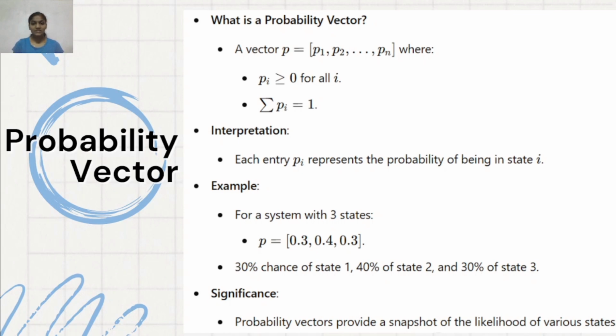Interpretation. Each entry Pi represents the probability of being in state i. Here is a small example. For a system with 3 states, P is equal to 0.3, 0.4, 0.3. Here it shows that there is a 30% chance of state 1, 40% chance of state 2, and 30% chance of state 3. The significance is that probability vectors provide a snapshot of the likelihood of various states.